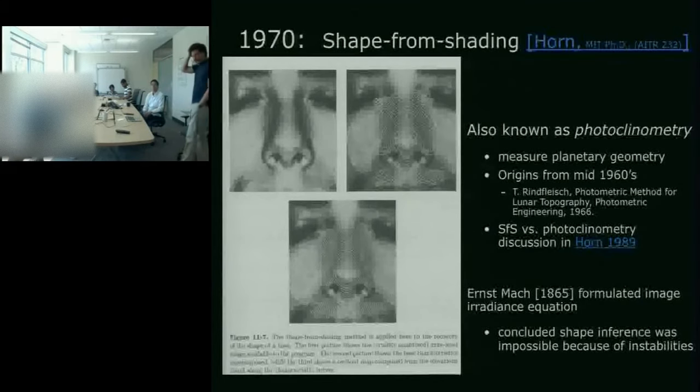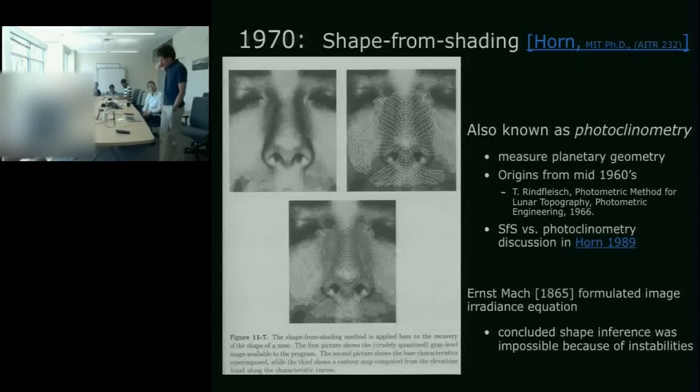All right, so fast forward. Actually, this is around the same time. So Berthold Horn, vision pioneer, did his thesis at MIT, and in 1970, he published his thesis on shape from shading.